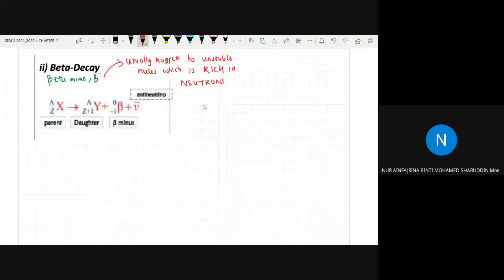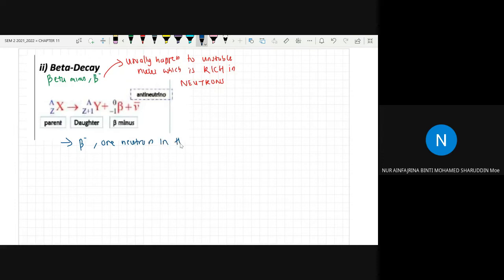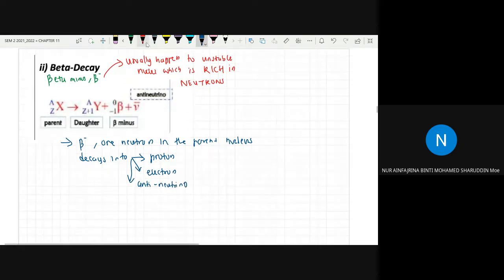So, in beta minus, one neutron in the parent nucleus decays into 3 things. It decays to a proton, an electron, and an antineutrino. So, this is your proton, here is your proton. And this is your electron. And see this other one? The V shape with a bar on top is the antineutrino.